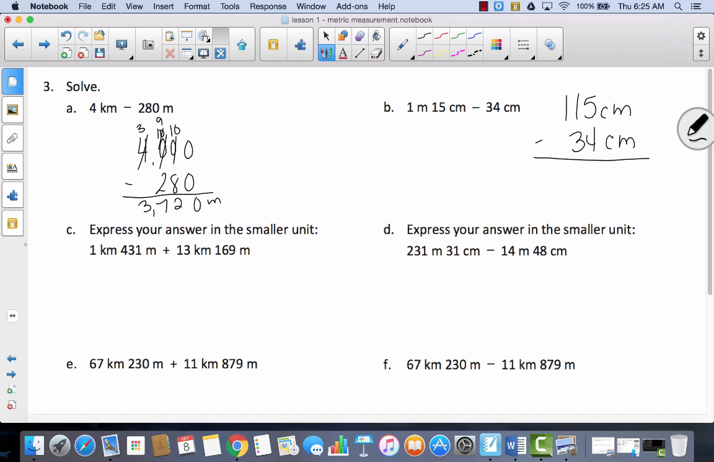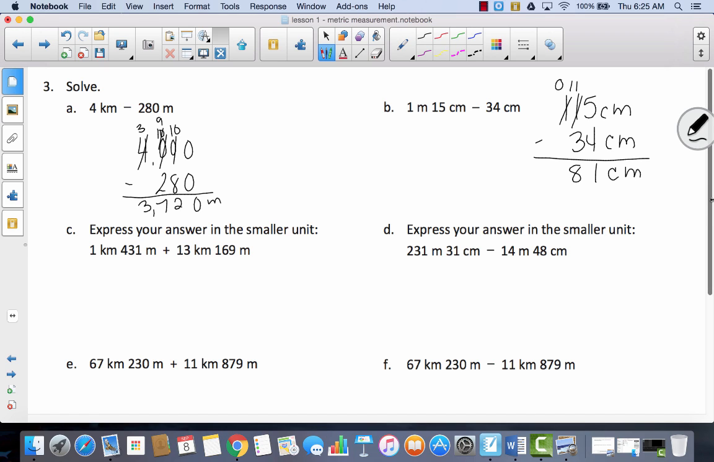Okay, so if we want to find the difference, I'm good in the ones. In the tens place, I'm going to have to come over here and decompose this 100 so that I have 11 tens. Now I can subtract. I've got 1 in the ones place, and I have 8 in the tens place. So that's 81 centimeters.